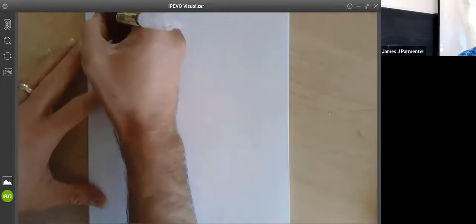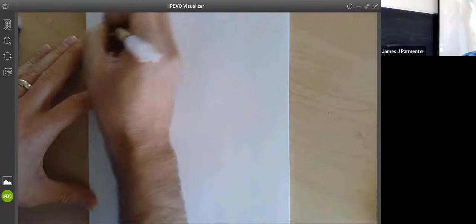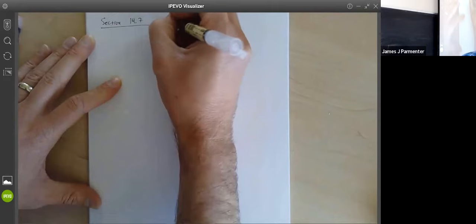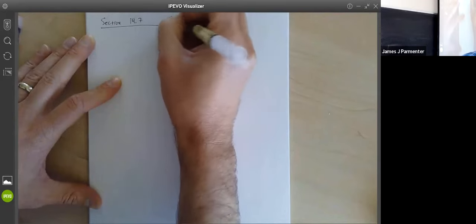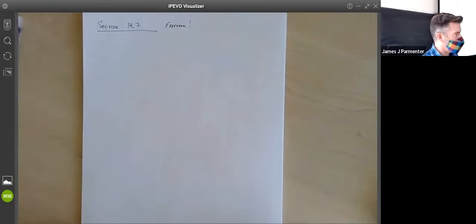Let's look at section 14.7, Extrema. So we already have an idea of how to do this from 21A.